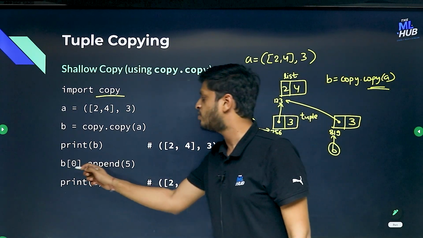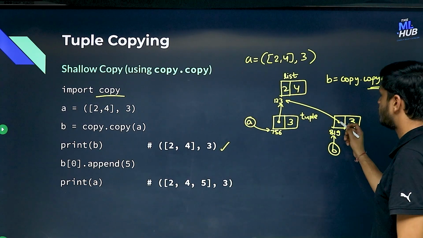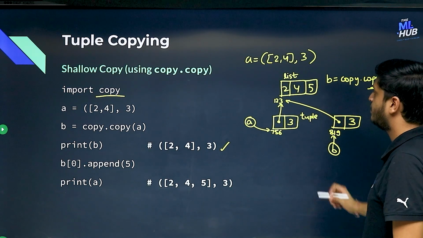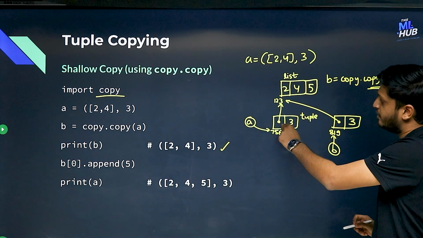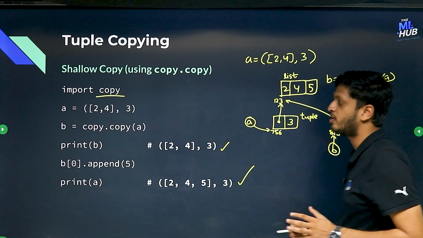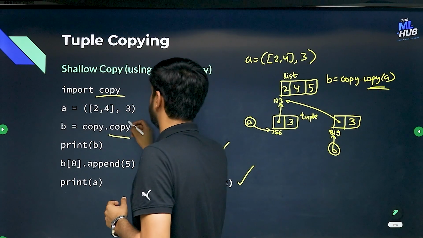And if you do B0 dot append 5, B0 is pointing here, and if you append 5 here, this list will be modified. And now if you print A, you will still get 2, 4, 5 and 3, because copy.copy created a shallow copy.